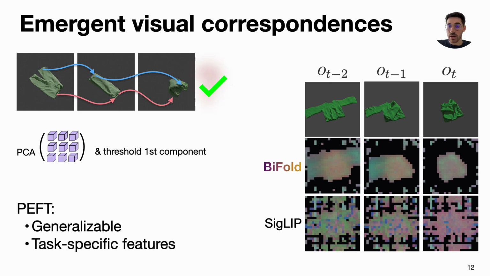By performing parameter-efficient fine-tuning, in this case LoRA, BiFold refines the visual representations to focus on task-specific information while preserving the robustness and open vocabulary capabilities of the pre-trained features.